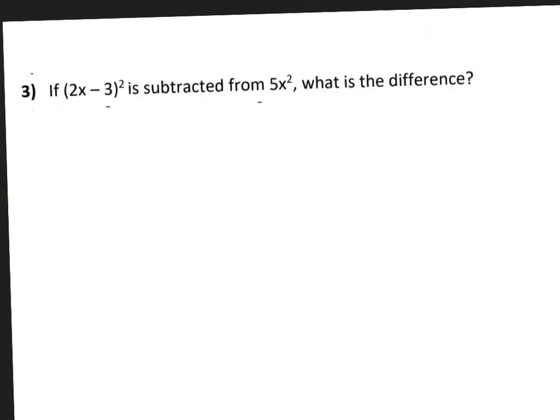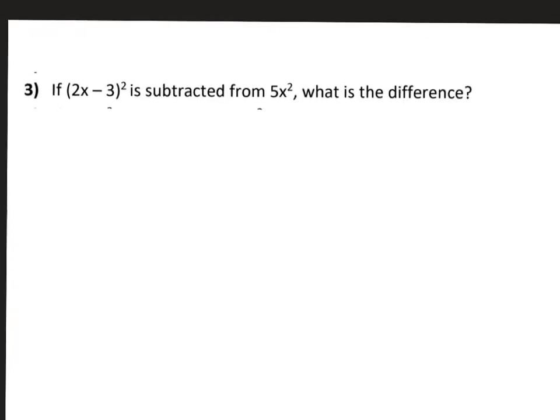My next question says, if 2x minus 3 quantity squared is subtracted from 5x squared, what is the difference? Okay, so from my reference sheet at the top of my page, I know that 2x minus 3 quantity squared, this expression right over here, is actually equivalent to 2x minus 3 times 2x minus 3.